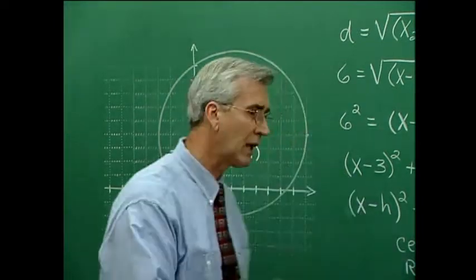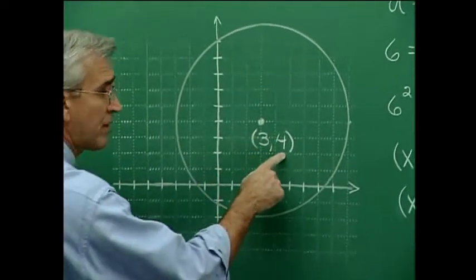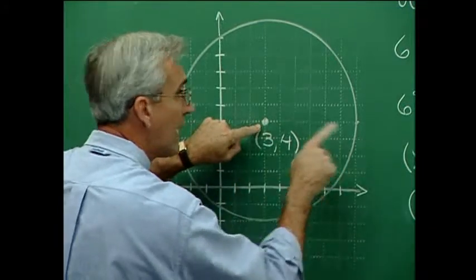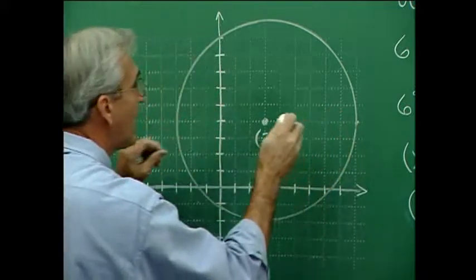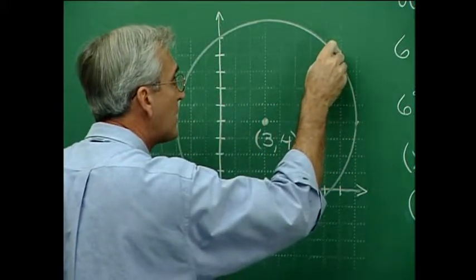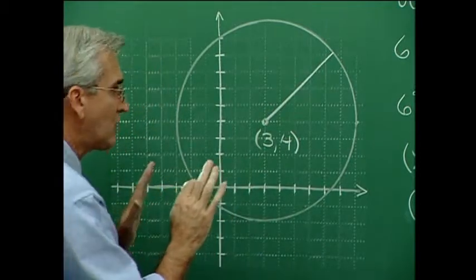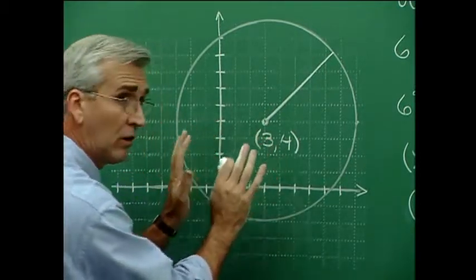Let's develop the relationship like this. Consider this circle whose center is at (3, 4). If we just count out from the center to the outer edge, we'll have the radius of the circle. It's 1, 2, 3, 4, 5, 6. So we have a radius of 6, and therefore this distance is 6. Now, we're going to actually develop the equation related to this circle.